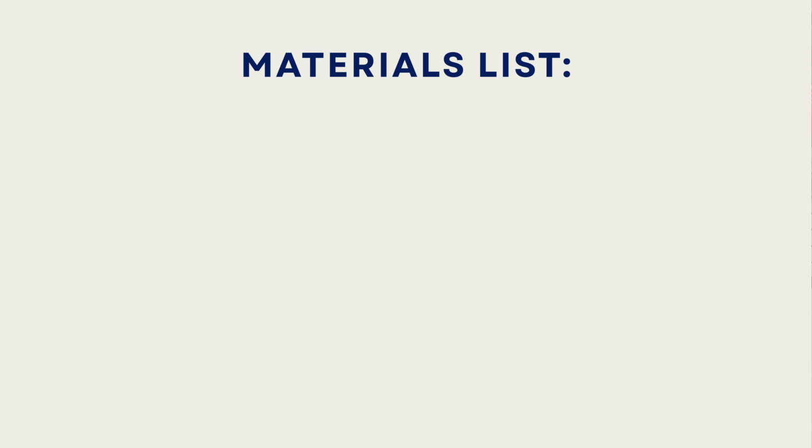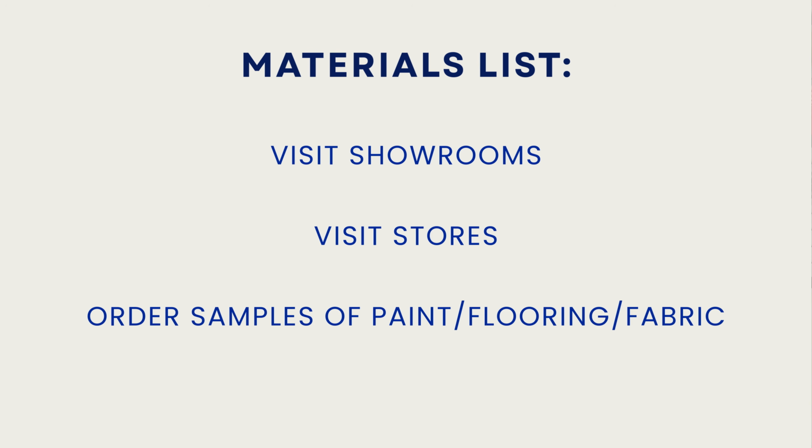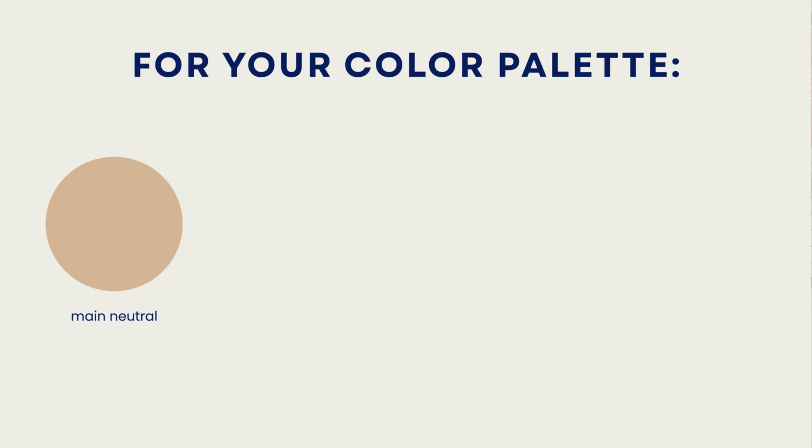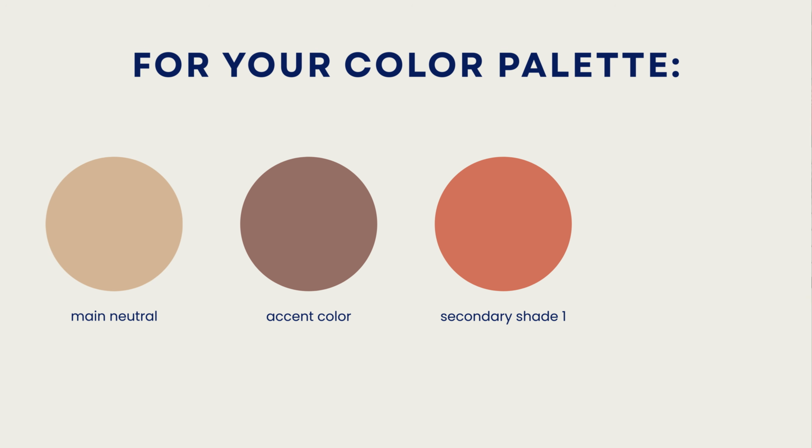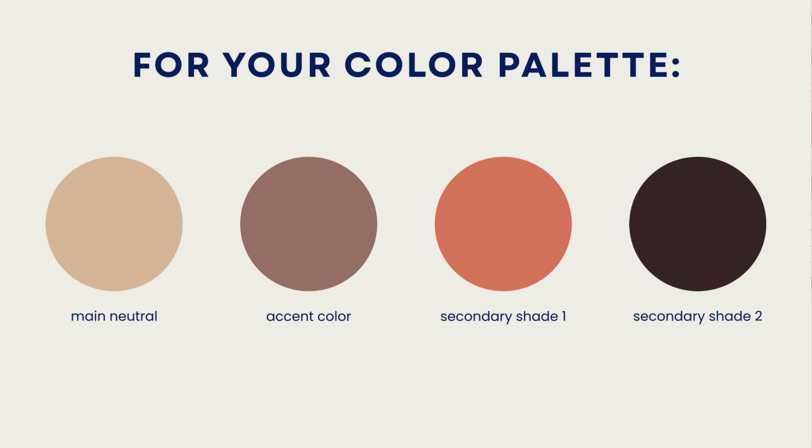For your floor plan, you're going to use graph paper to just kind of sketch it out. There are lots of apps you can use too. Remember, I always say nothing fancy, just something to help you visualize the entire room. For your materials list, you're going to visit showrooms and stores or order samples of paint, flooring, and fabric to see them in real light within your space. For your color palette, you choose a main neutral, an accent color, and 1 or 2 secondary shades. Test them together before committing.